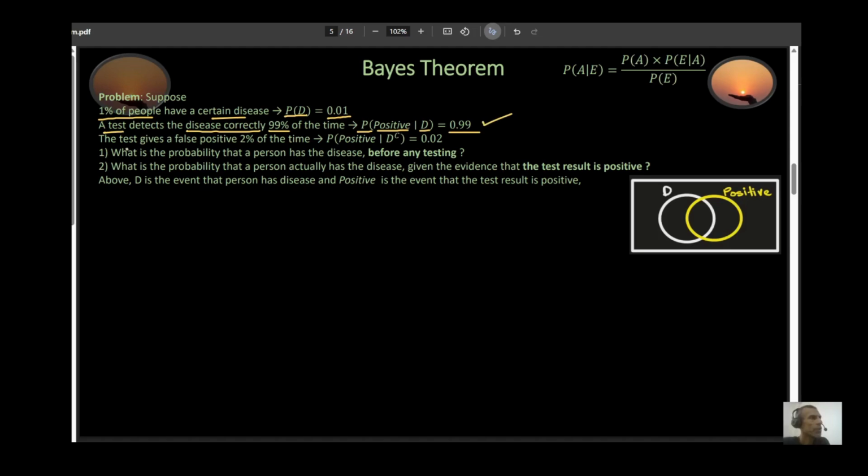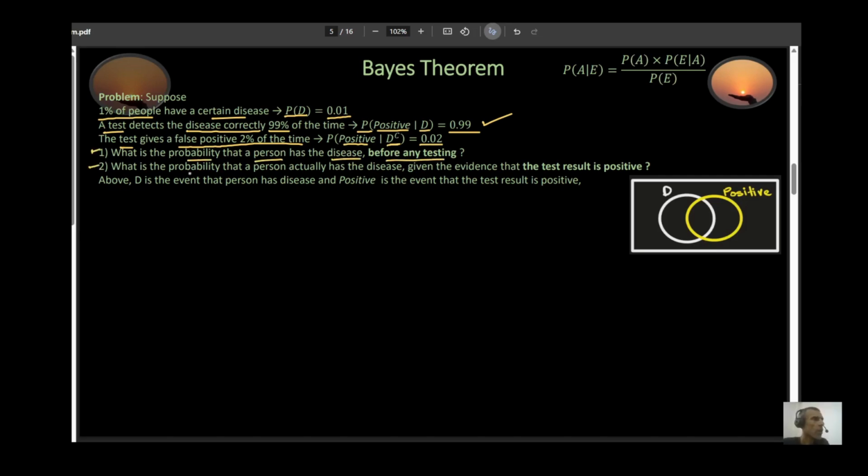Also given to you is that the test gives you a false positive 2% of the time. In other words, the probability of the test result being positive, given that the person does not have the disease, is 0.02. Question number 1. What is the probability that a person has the disease before any testing?